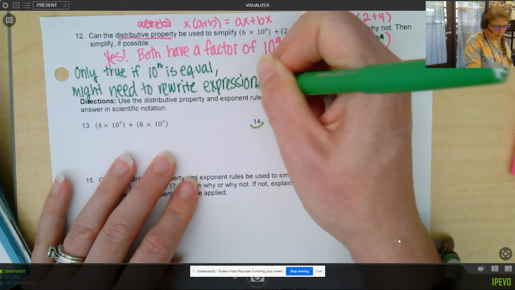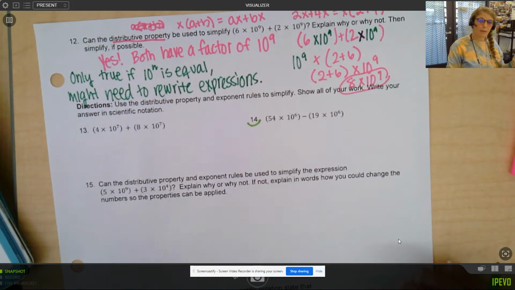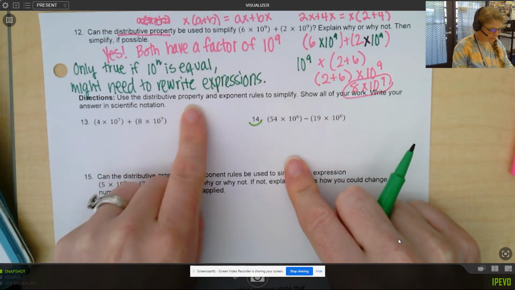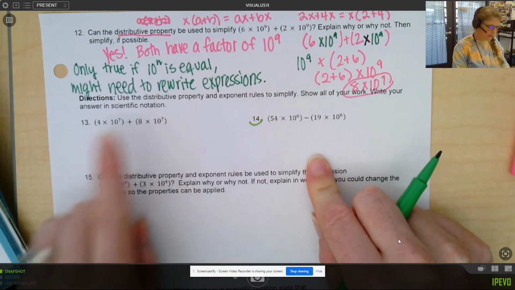Just like before, if the significant figure wasn't in the boundaries of greater than or equal to 1 and less than 10, we could rewrite it. Now we can rewrite it just to make sure that the order of magnitude is what we want by changing that significant figure. So we're going to be going backwards this time. So now it says, use the distributive property and exponent rules to simplify. Show all your work and write your answer in scientific notation.